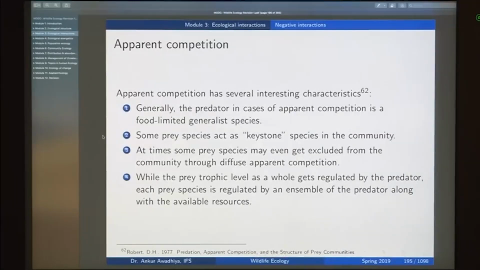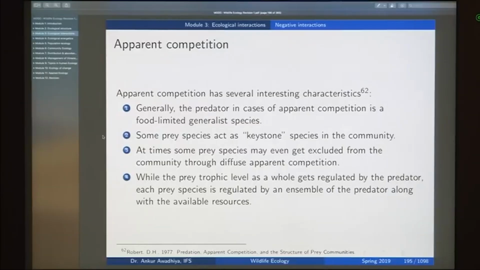And then we have several different characteristics. Generally, the predator is a food limited generalist species. So, it is food limited, because of which if one species increases in numbers, it gets more amount of food, and so this limitation is gone and it is able to increase the numbers. And it is a generalist species because it does not have a particular preference, it is preying upon both these preys. Some prey species can act as keystone species in the community.